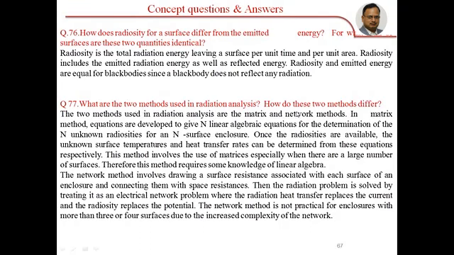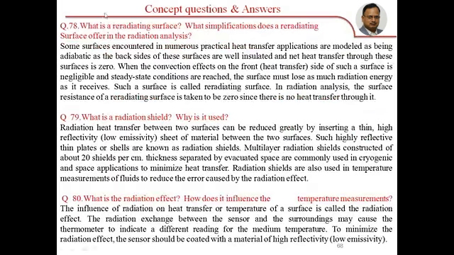What are the two methods used in radiation analysis? How do these two methods differ? One is the network method and another one is the matrix method. The matrix method involves solving N unknown radiosities for an N-surface enclosure. The network method involves drawing a surface resistance associated with each surface and solving the electrical network problem. Please go through this. Already we have seen this.